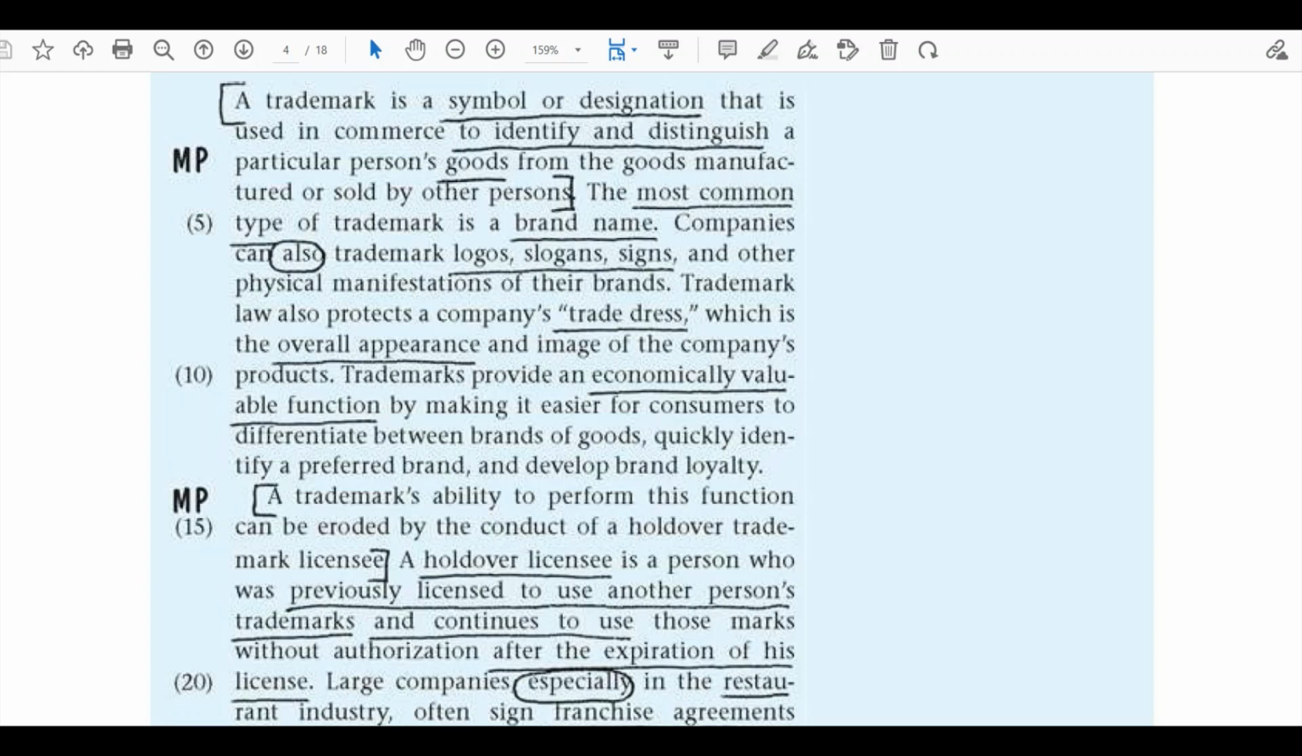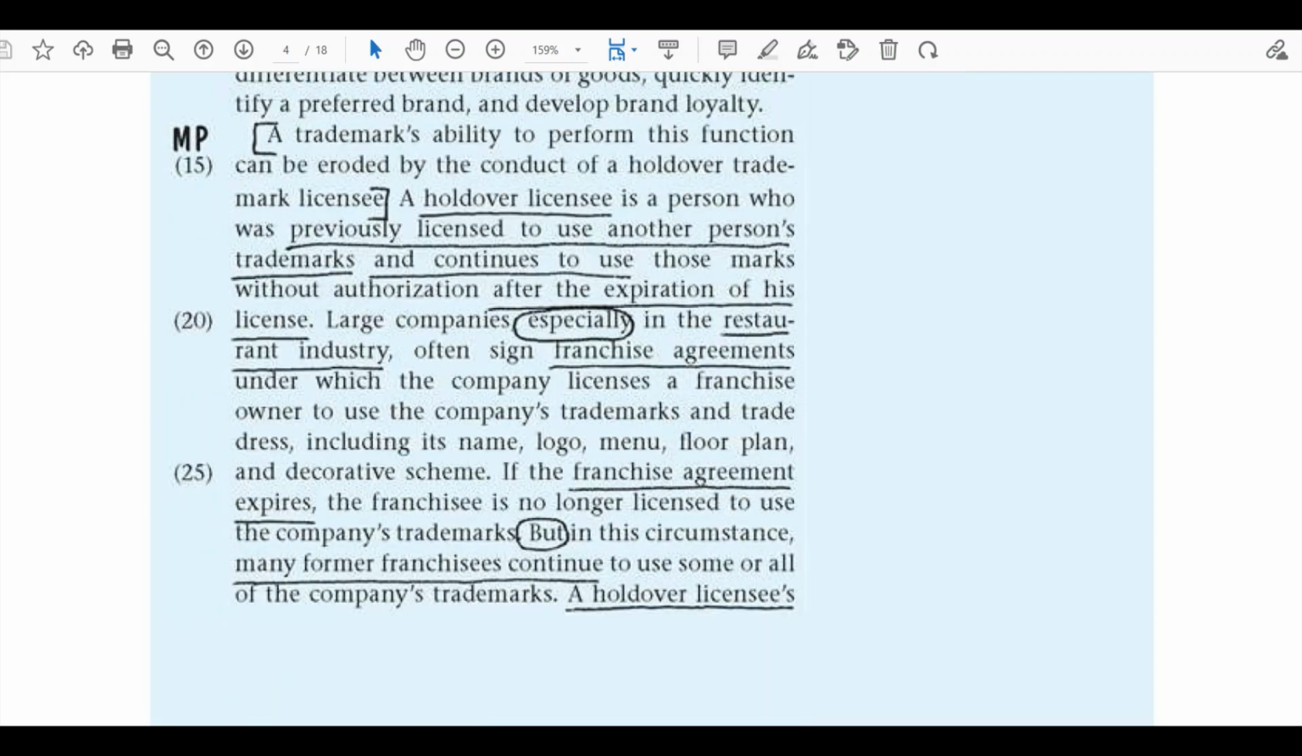The next main point and next paragraph is that trademarks' ability to perform these functions can be eroded by the conduct of a holdover trademark licensee. A holdover licensee is a person who was previously licensed to use another person's trademarks and continues to use those marks without authorization after the expiration of his license.